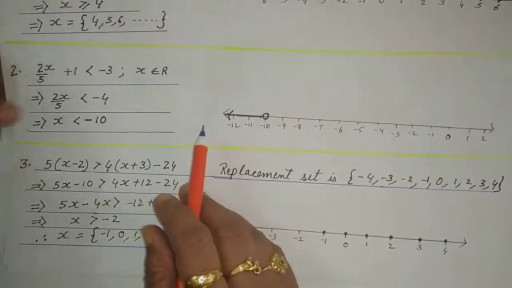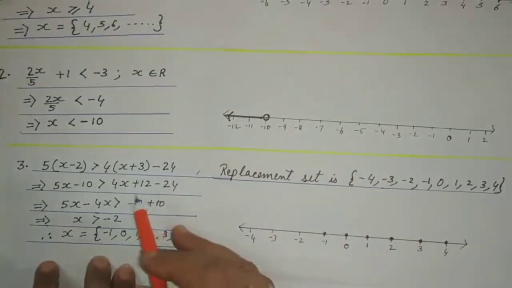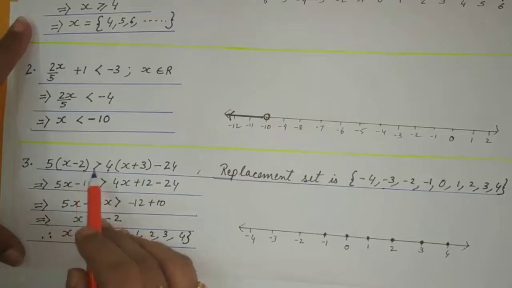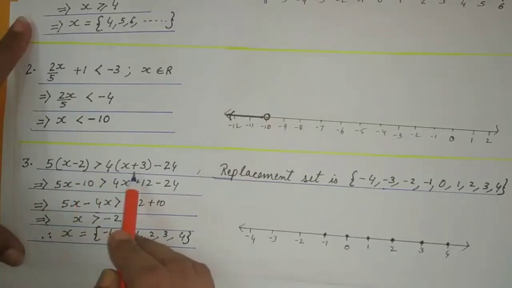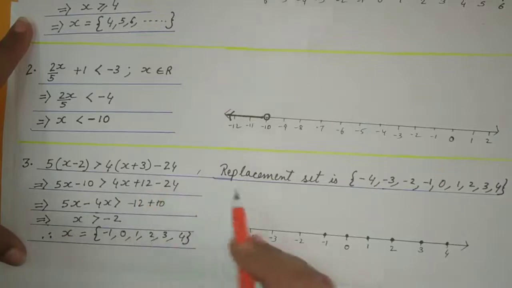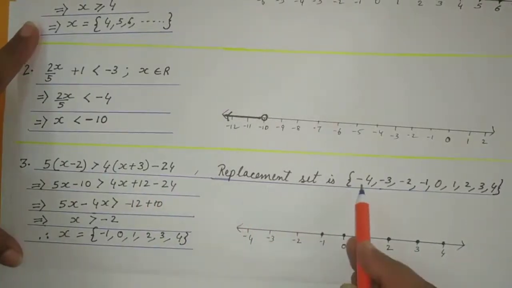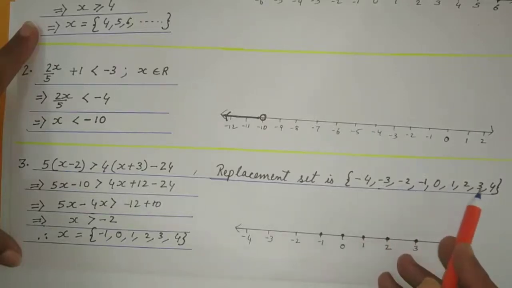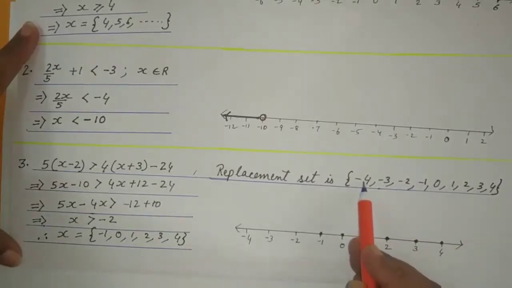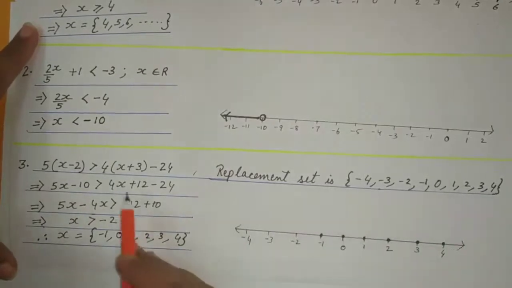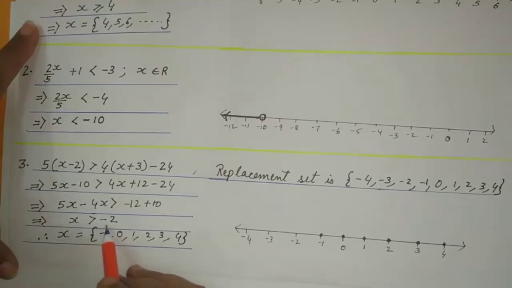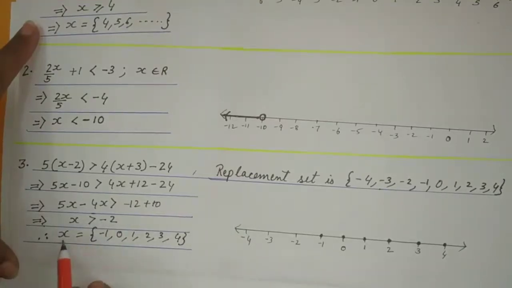One more question. The inequation is 5 bracket x minus 2 greater than 4 bracket x plus 3 minus 24. The replacement set is minus 4, minus 3, minus 2, minus 1, 0, 1, 2, 3, 4. So all the integers from minus 4 to 4. When we solve, we get the answer as x greater than minus 2. So the solution set is minus 1, 0, 1, 2, 3, 4.